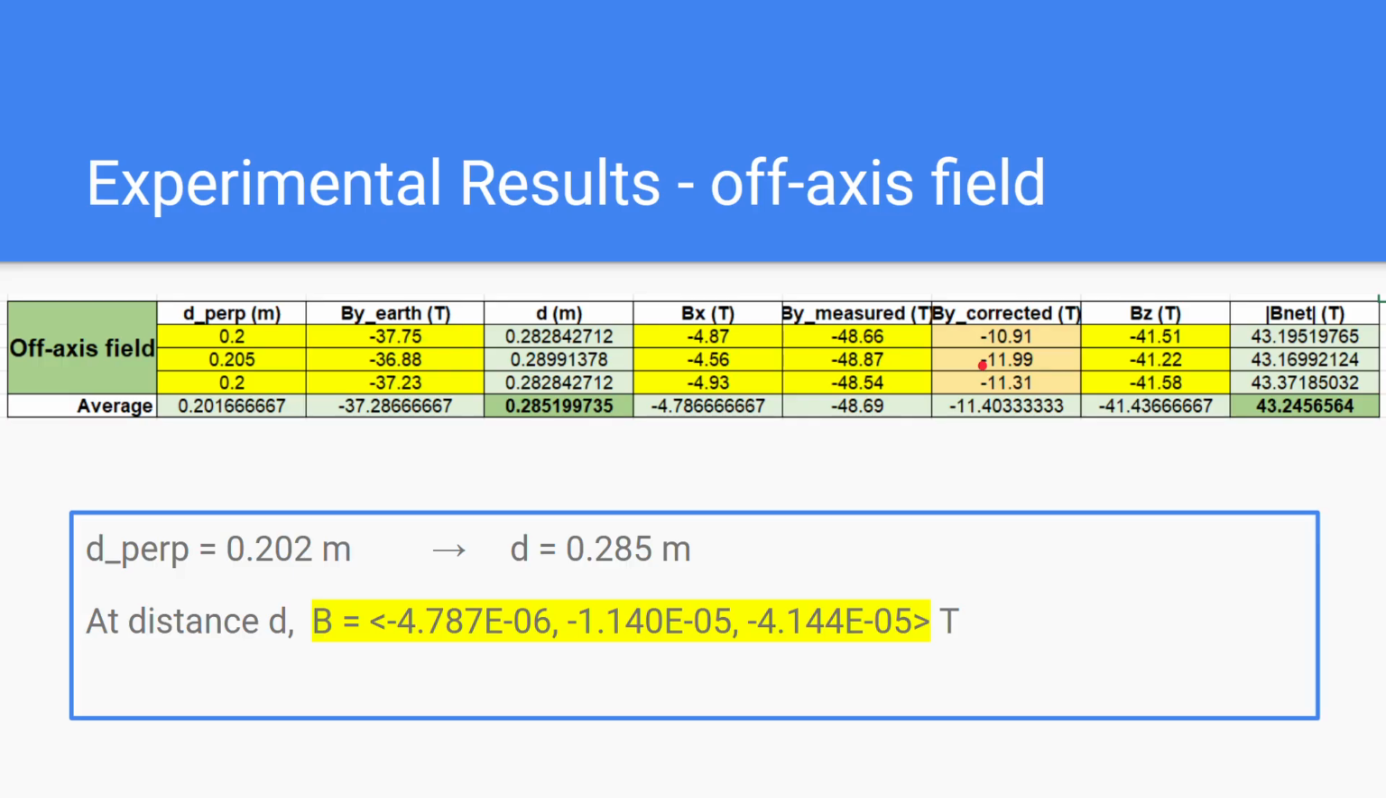Then here's a look at the results from the off-axis field. I measured an average d perpendicular of 2.02, which translates to a distance of 0.202 and 0.285 meters. And at this perpendicular distance, I found a magnetic field of negative 4.8, negative 1.14, negative 4.14, all of these values would have been in microteslas. But yeah, magnetic field as shown.